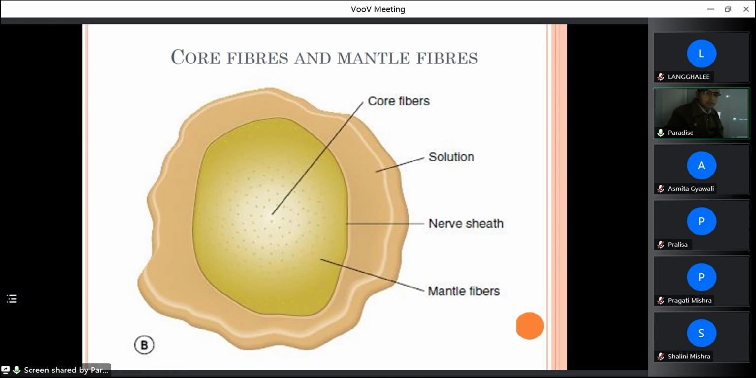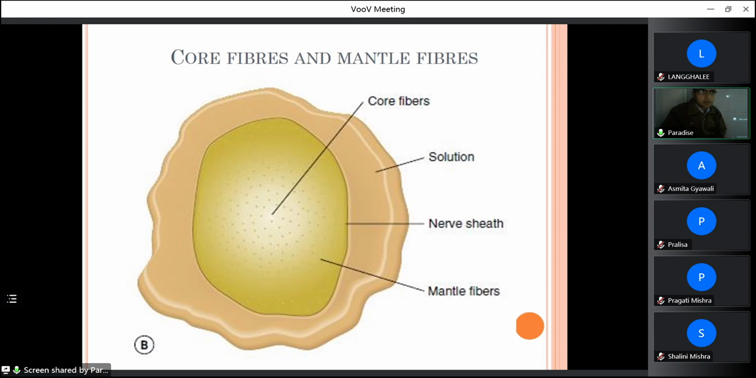So it is due to the presence of mantle fiber and core fiber in the same nerve bundle. In the same bundle, the nerves present in the center will not be anesthetized, and the nerves present in the periphery will get anesthetized. The clinical implication is, whenever you are giving the inferior nerve block, the nerves present in the periphery supply the molar tooth, and the nerves present in the center supply the anterior tooth.